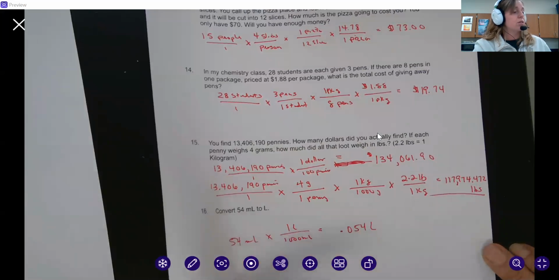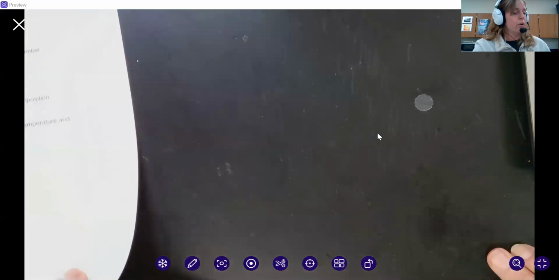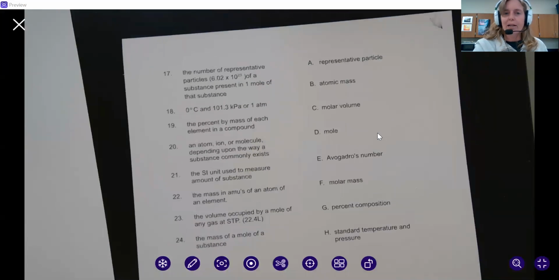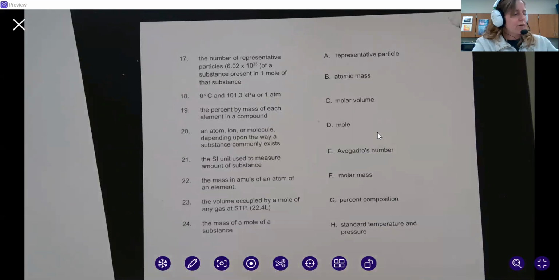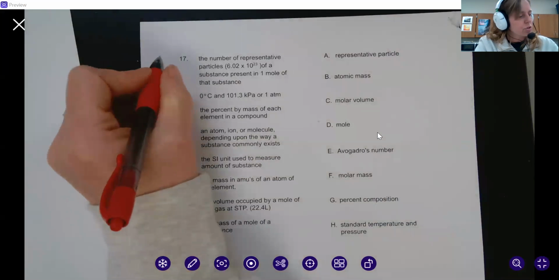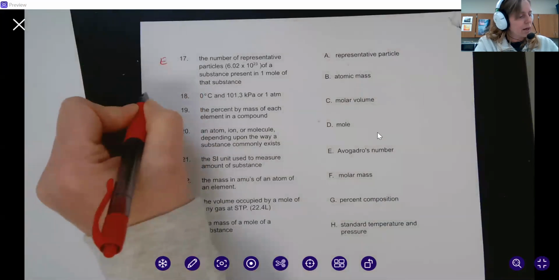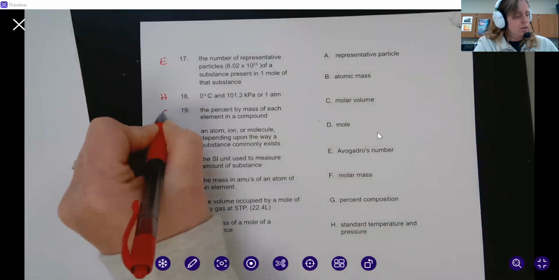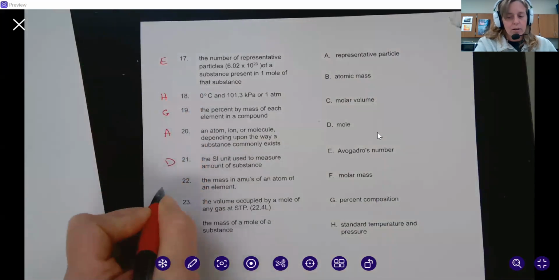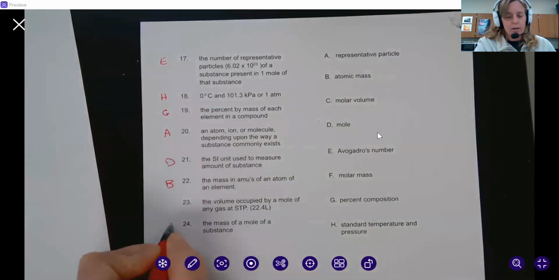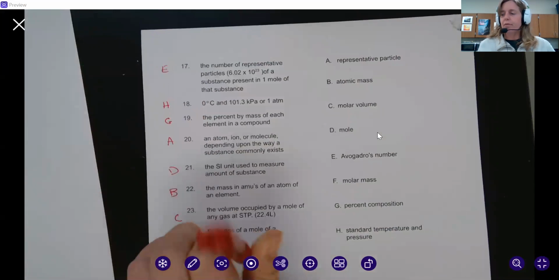So study the review. Oh, whoops, I forgot. Sorry, I almost forgot the matching. My bad. Okay. All right, so I'm just going to give you the matching terms so you can check your answer. 17 should have been E. 18 is H. 19 is G. 20 is A. 21 is D. B. C. And F. Okay?